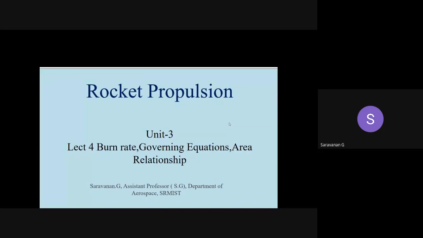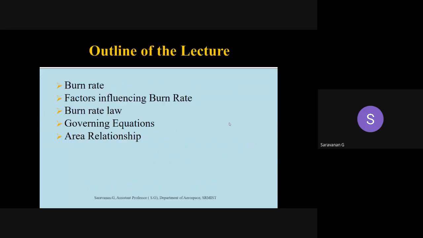In today's class, we are going to discuss burn rate and the important governing equations related to the burn rate of a solid rocket motor, and the area relationship with respect to the solid propellant rocket. So let us look at the outline of the lecture.